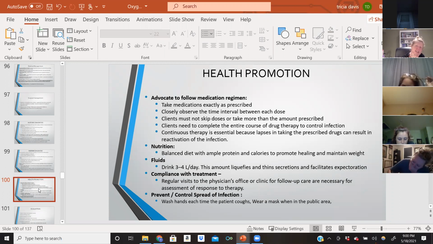Nutrition: we want to make sure that they have a balanced diet with ample protein and calories that are going to promote healing and help maintain their weight. Fluids, 3 to 4 liters a day. That amount is going to keep them hydrated because they have that fever. And then it's also going to liquefy and thin those secretions and help them expectorate them and get them up.